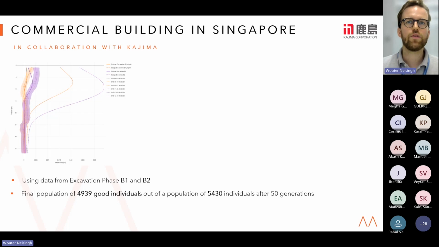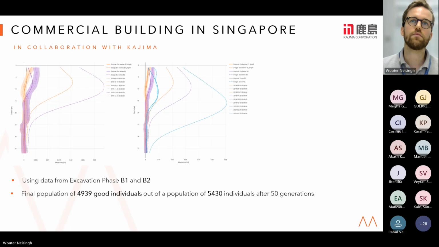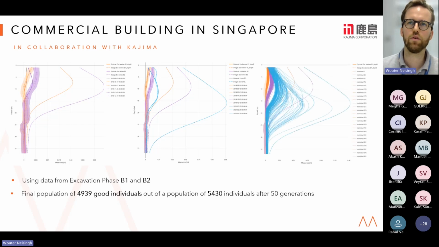Then if we also take in information from the phase B2, we see a similar pattern. In this case, we again have an even further improved model for your B2. And as we see, the finite excavation level also improves. In this case, more than 5,400 models were run and 4,900 were good individuals. What you might notice is that the number of individual runs remains fairly stable to some extent. And that is because the search space remains the same. So we're still optimizing for the same parameters.